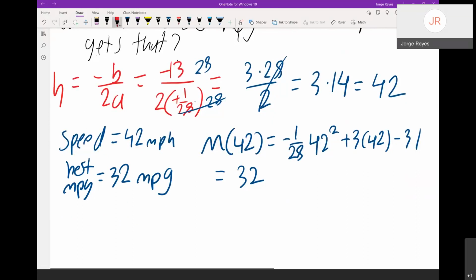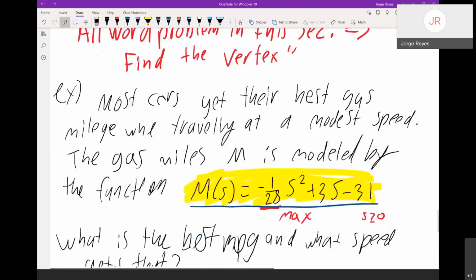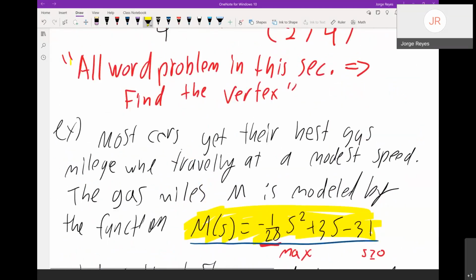Again, this is a word problem, so you definitely want to double check your units are correct. That's the one annoying thing you could get wrong: you can do all of this, but if you don't really understand, you might mislabel the units. But that's the only word problem I'm going to cover. Remember the secret: all of the word problems in this section are just asking you to find the vertex.